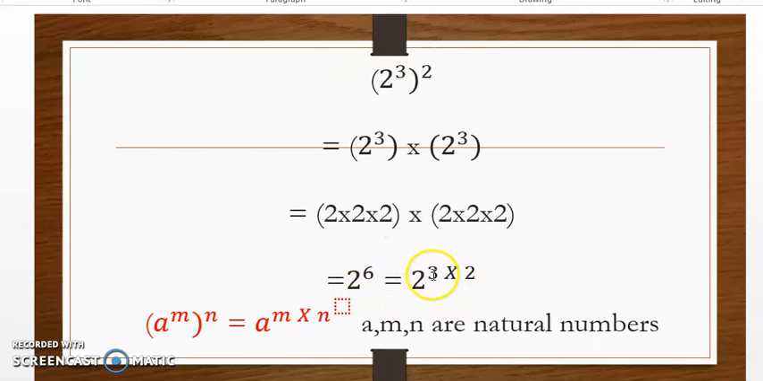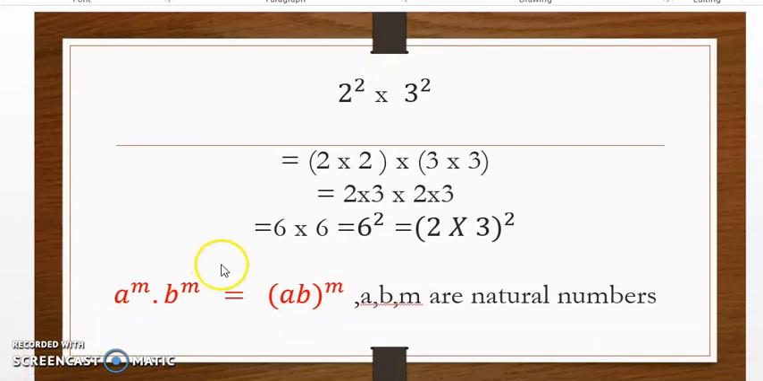This is again the same as 2 to the power 3 into 2. So a power m the whole raised to n is the same as a power m times n. You can verify this using other examples also.